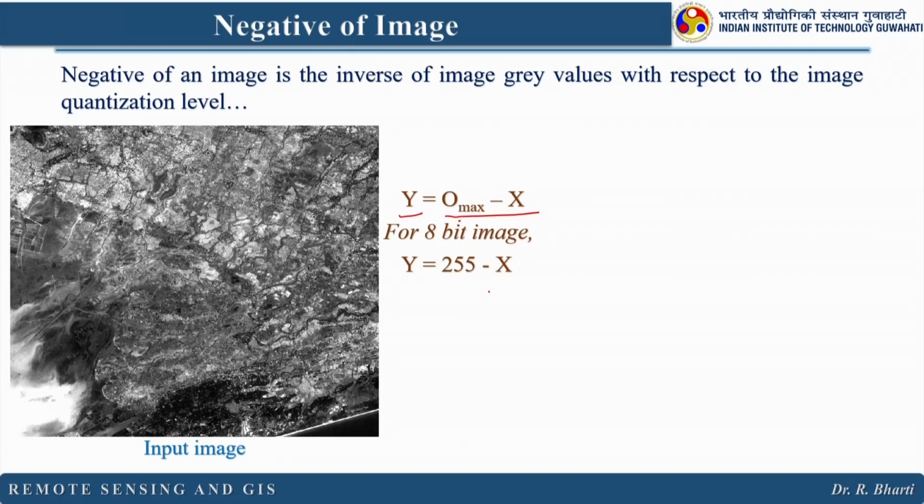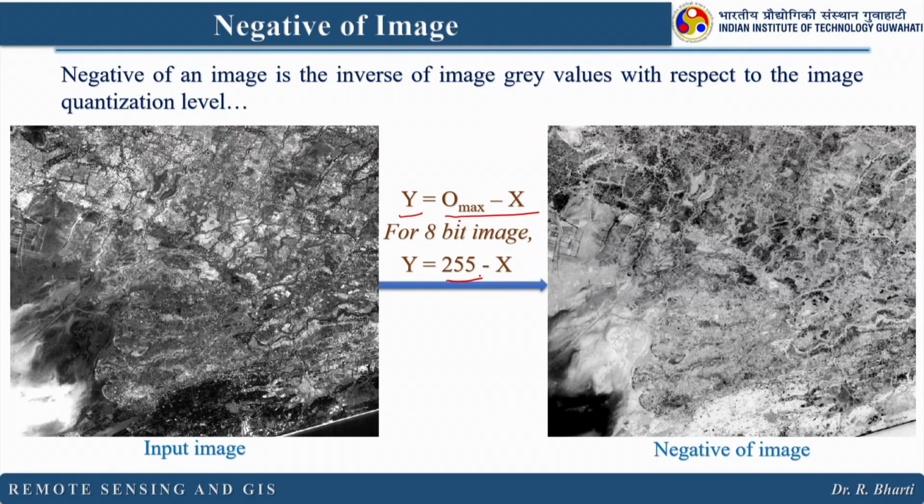So, O max is basically 255 when you are having 8-bit data, right. But in case your radiometric resolution is different, then the O max value will be different. So, here you can see the difference, and just see the changes here. In the original image this particular area was brighter, but now here you have a darker portion, right. So why did it happen?